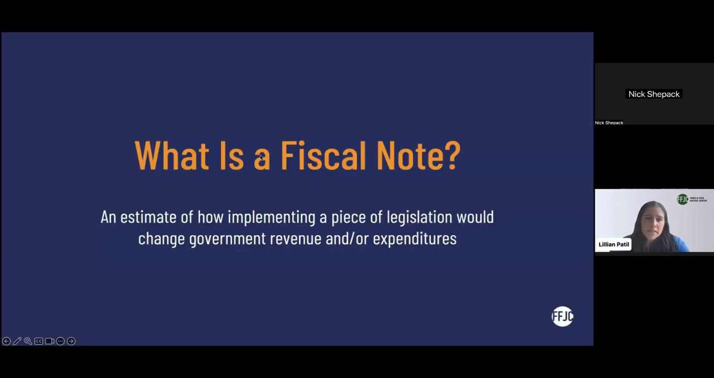All right, so getting started with some basics. What is a fiscal note? A fiscal note is a legislative document that provides an estimate of how implementing a certain piece of legislation would change government revenues and or expenditures.